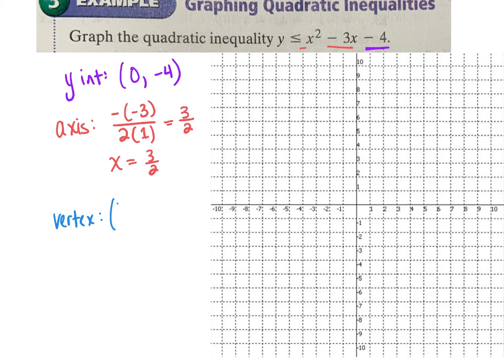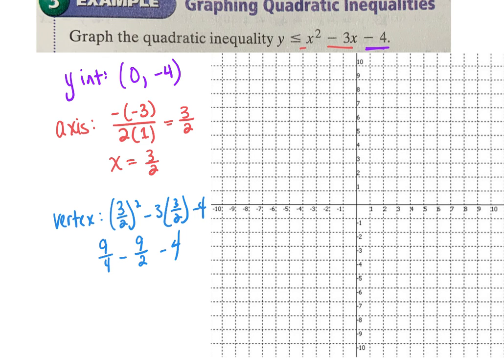So my vertex is going to be 3/2 squared minus 3 times 3/2 minus 4. And so to remember, when you square a fraction, you just square the top and the bottom. So it'd be 9/4 minus 9/2 minus 4.